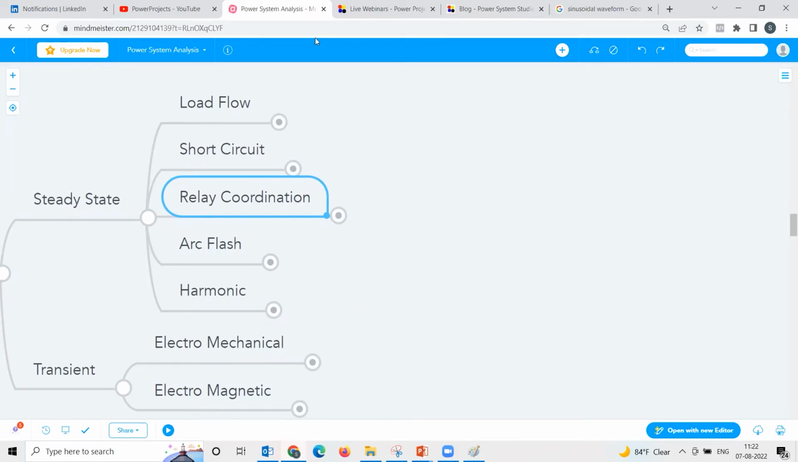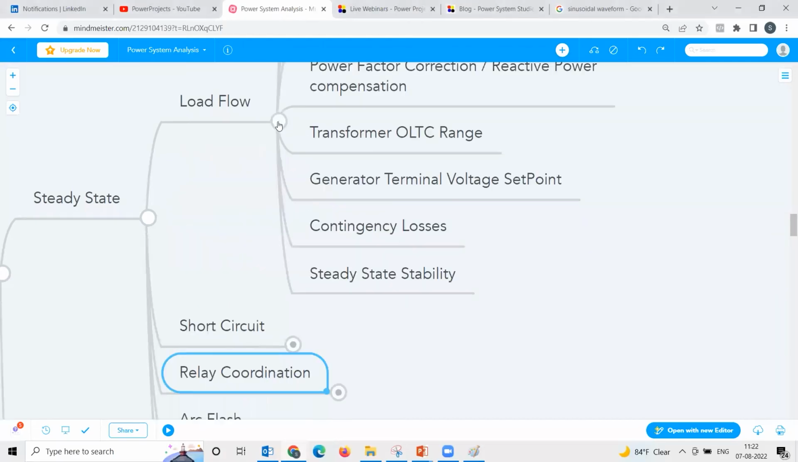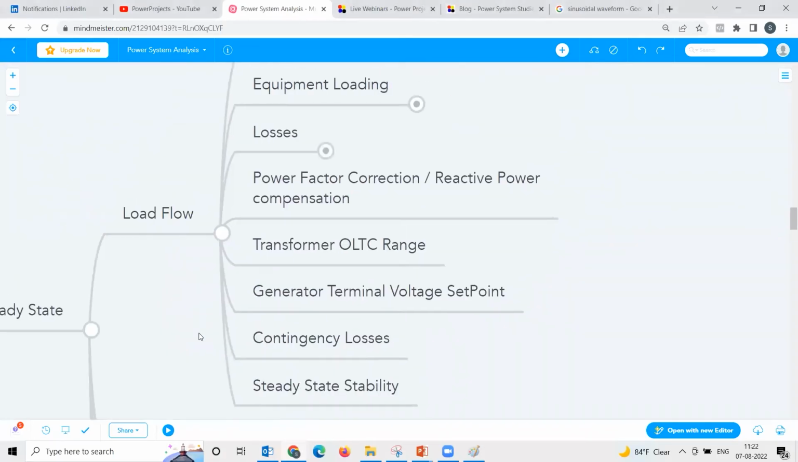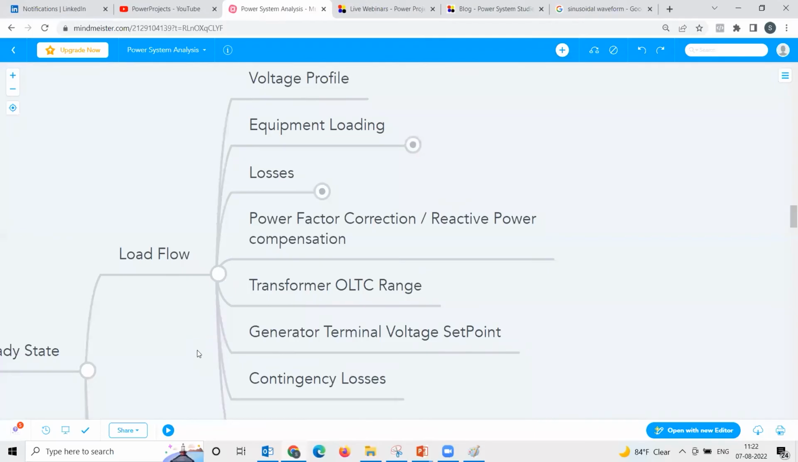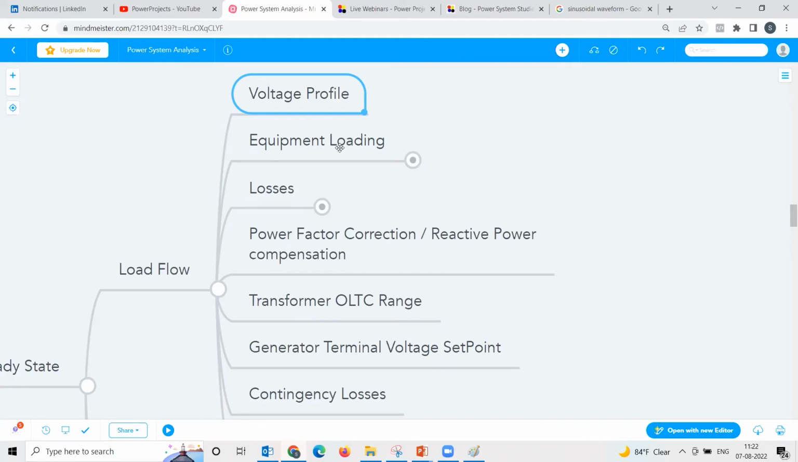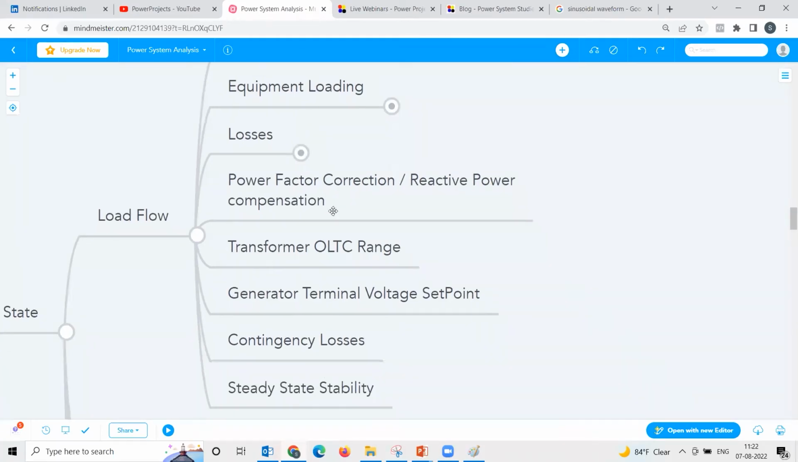Each and every study has different objectives. I'm not really going to go through all, but this gives an idea of why we need to perform load flow. And the standard is IEEE 399. In order to find out the voltage profile, you need to perform load flow. In order to find out the equipment loading, you need to perform load flow. In order to find out the losses, you need to perform load flow. In order to perform power factor correction, reactive power compensation, you need to perform load flow.